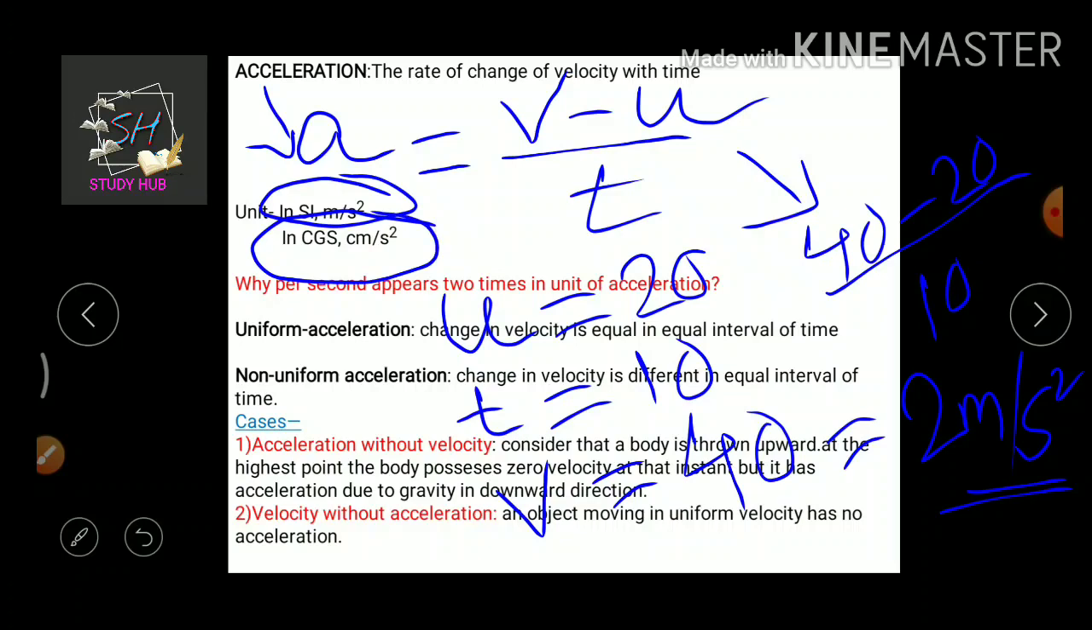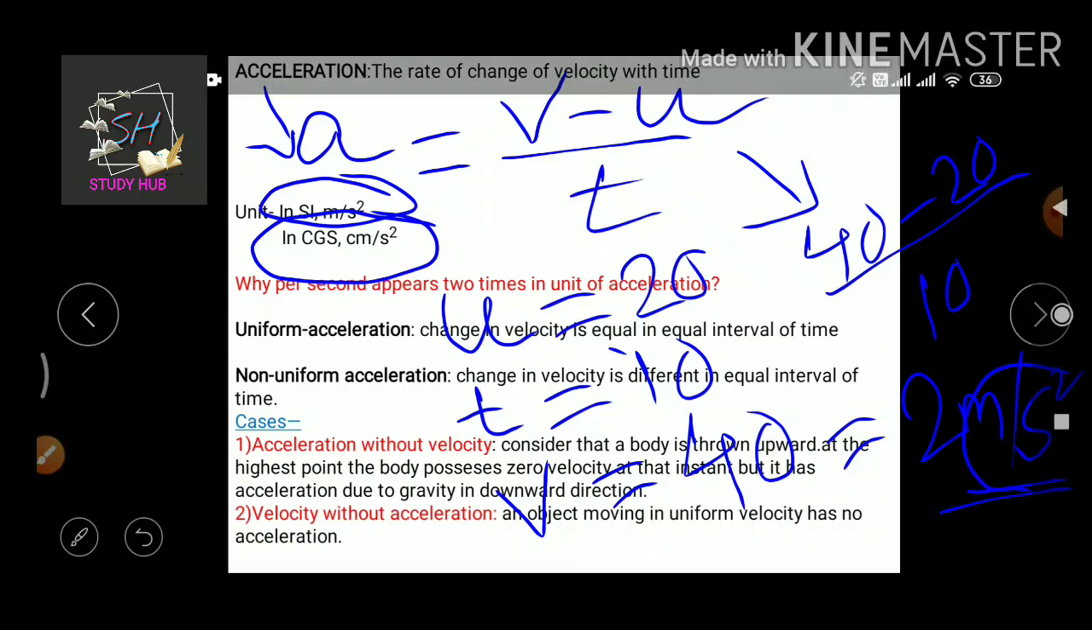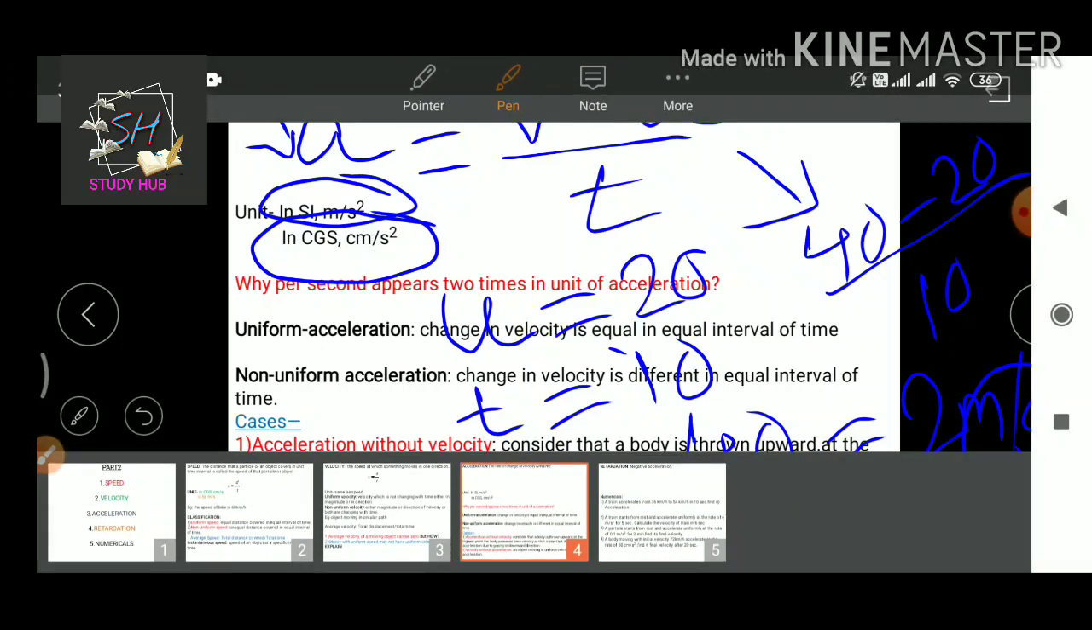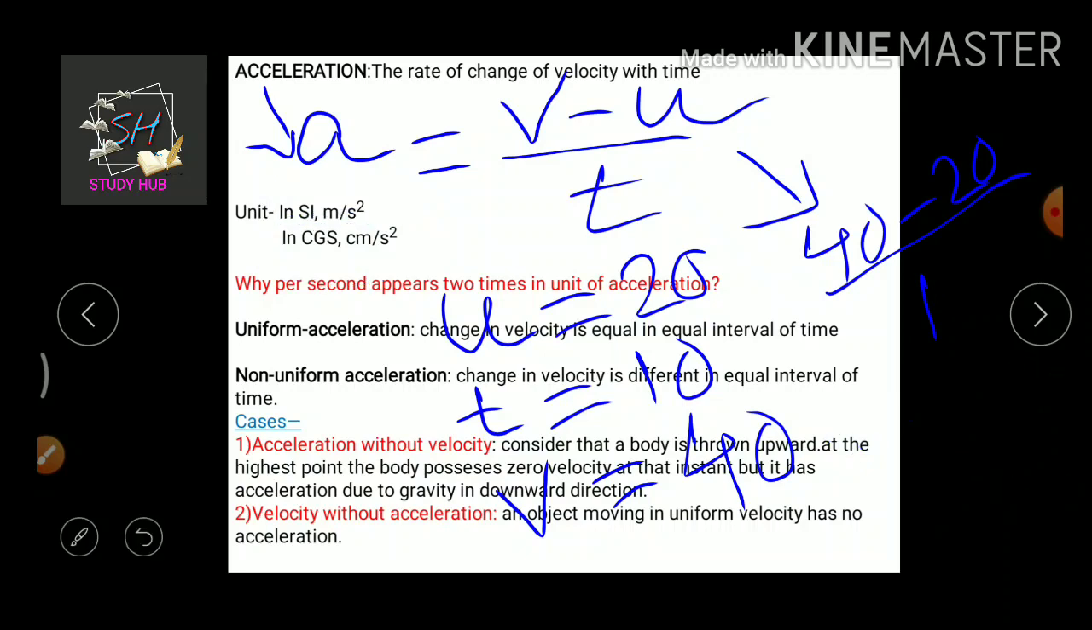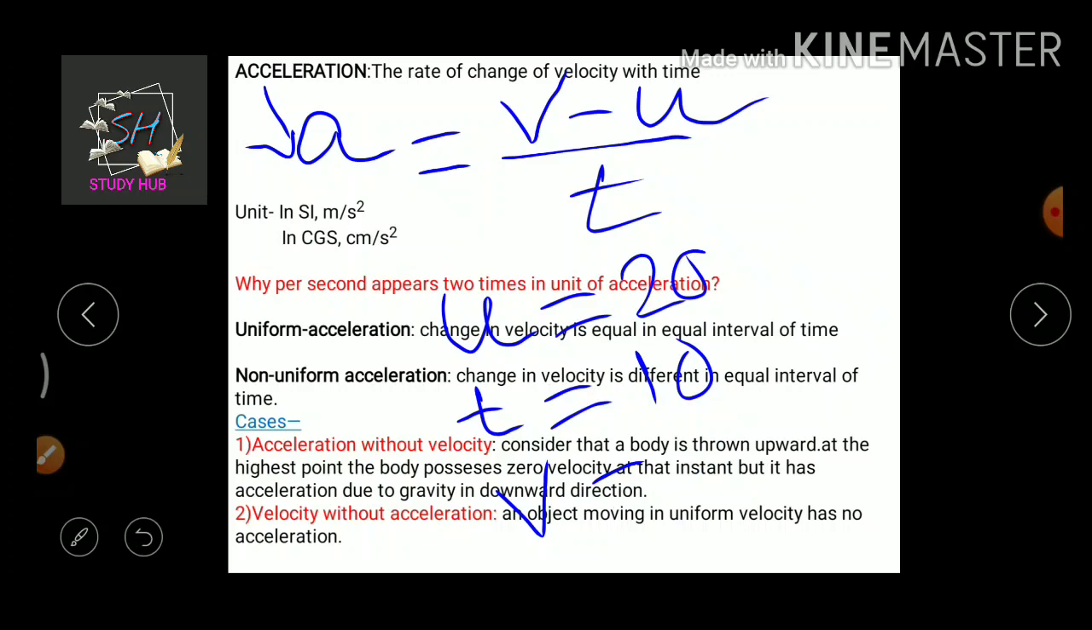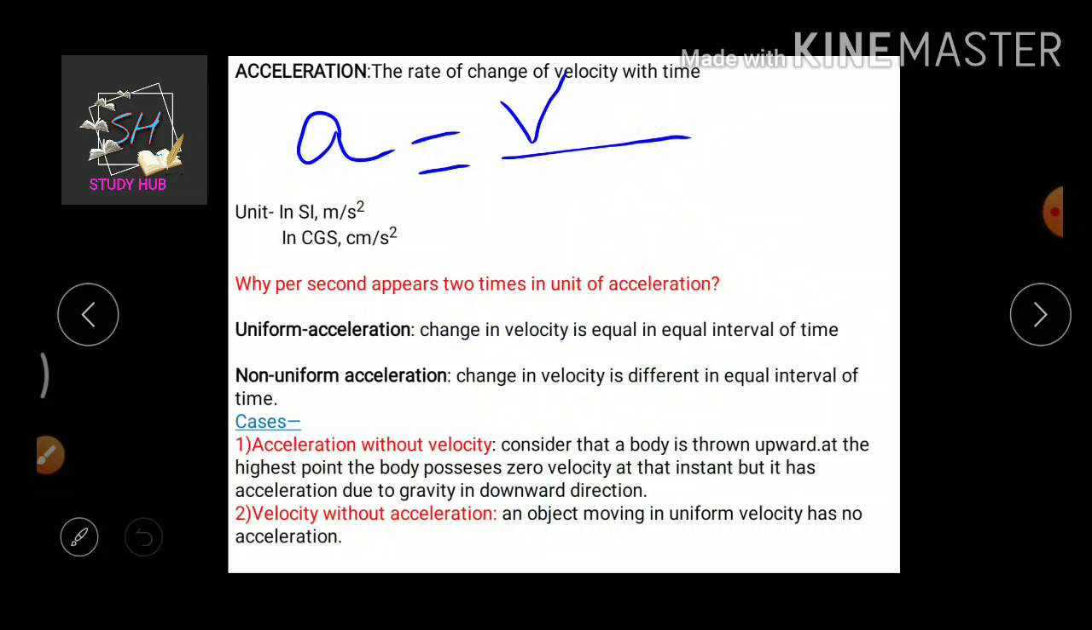I hope you have understood the definition of acceleration. Now you know what acceleration is. As I told you, in the unit of acceleration, per second, that means second square, comes 2 times. Why so? This question can also come in your exam. Why does per second appear 2 times in the unit of acceleration?